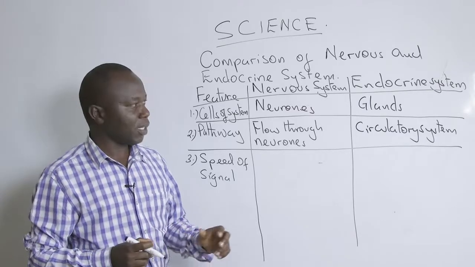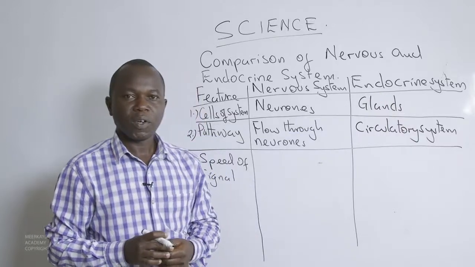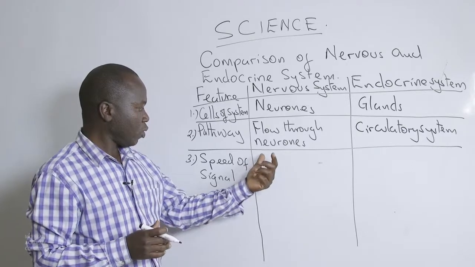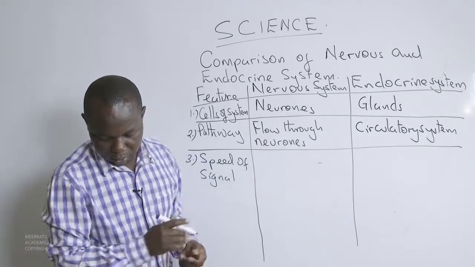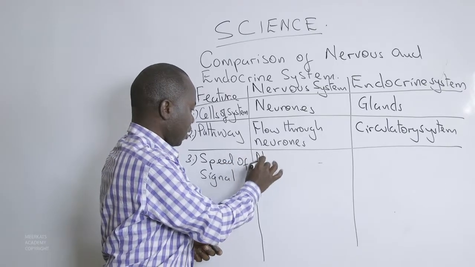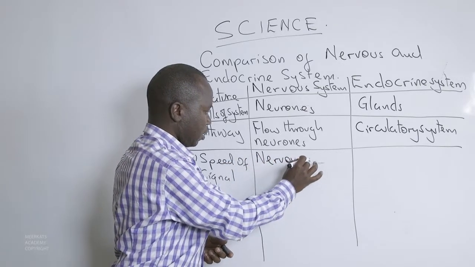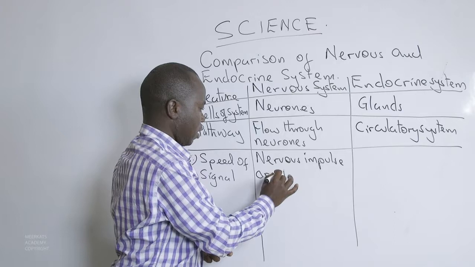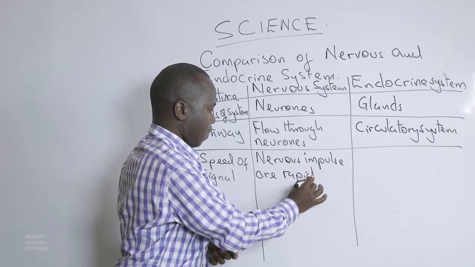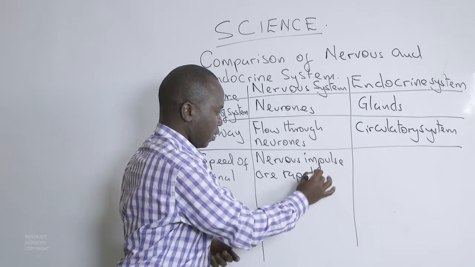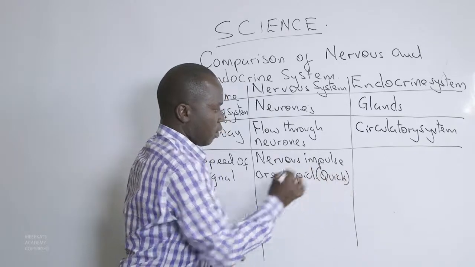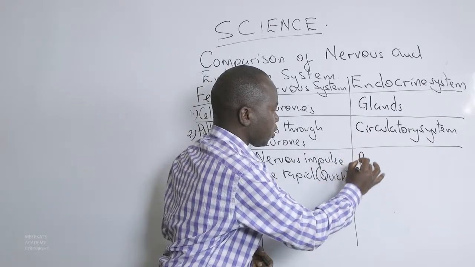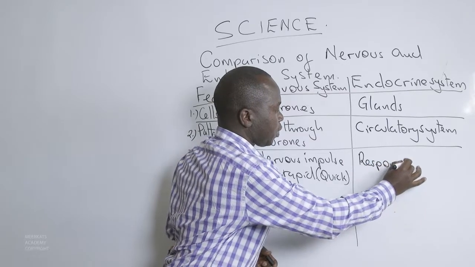So because of that, you realize that the speed of transmission of the messages in the endocrine system is usually slow. So in this space, we are going to say the nervous impulses are rapid. In other words, very quick. But for endocrine system, the response is slow.